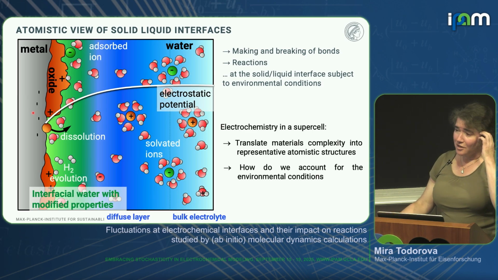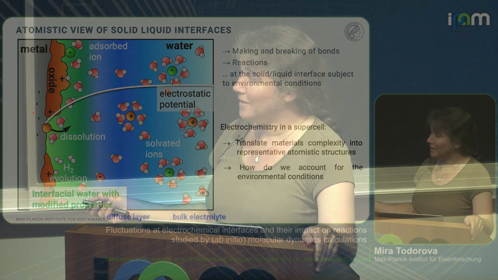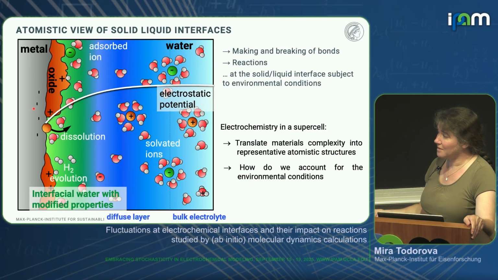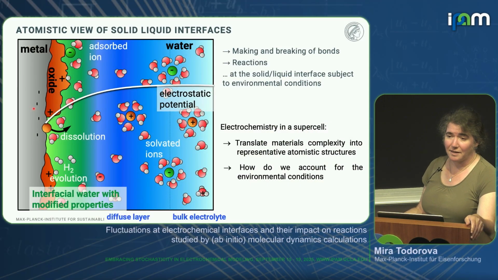And the challenge we are facing is, how do we look at something which looks, even in this cartoony picture, rather complicated, given the cells that we have in ab initio or atomistic calculations, which contain just a few hundred atoms. And so how do we translate such a material's complexity into something that we can calculate, and how do we account for the environmental conditions, which in this system will be pH and electrode potential, which govern and influence significantly what is going on.